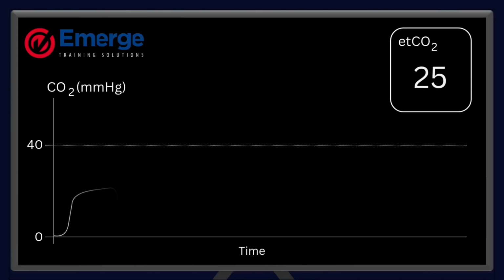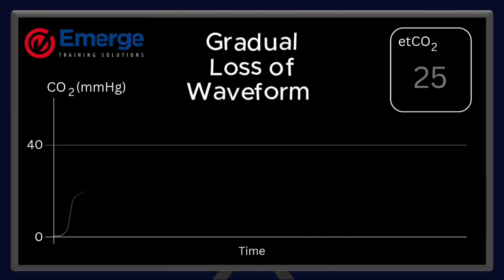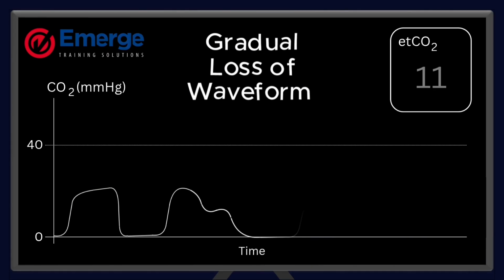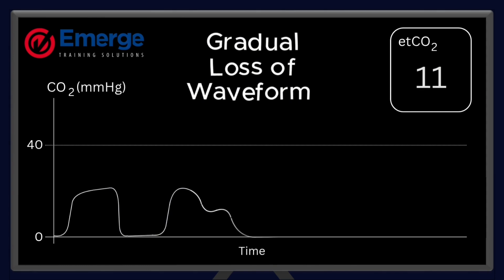Take a moment and just look at this waveform. You'll notice it doesn't disappear all at once. It fades. Each breath is a little smaller than the one before it and has a different morphology. The capnogram is shrinking, not because the patient suddenly stopped exchanging gas, but because the exhaled CO2 is escaping somewhere other than the detector. A gradual loss of waveform is almost always caused by a leak, and leaks are sneaky.